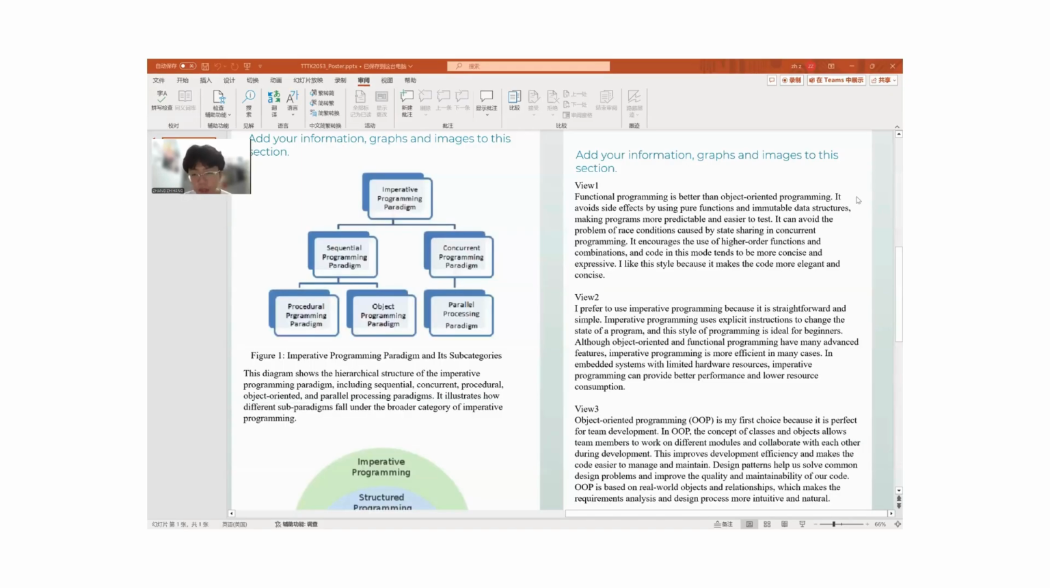Functional programming is better than object-oriented programming. It avoids side effects by using pure functions and immutable data structures, making programs more predictable and easier to test. It can avoid the problem of race conditions caused by state sharing in concurrent programming. It encourages the use of higher-order functions and combinators, and code in this mode tends to be more concise and expressive. I like this style because it makes code more elegant and concise.